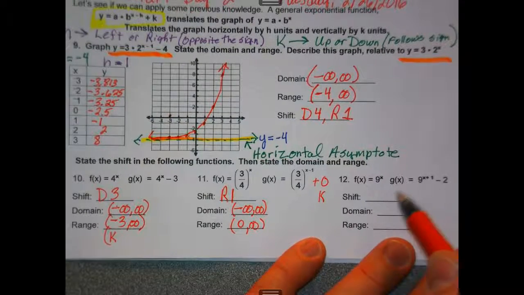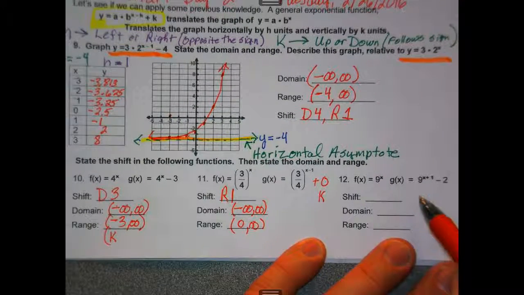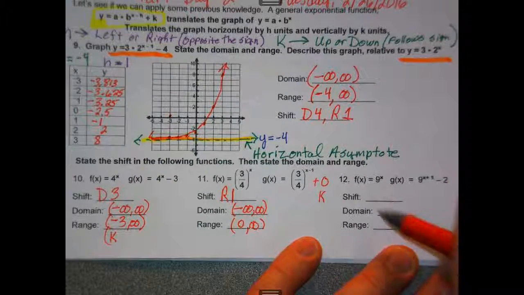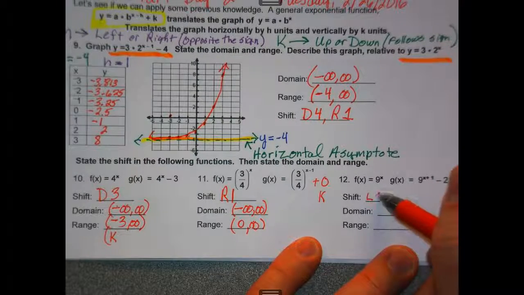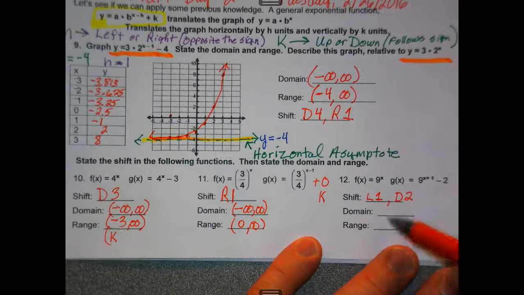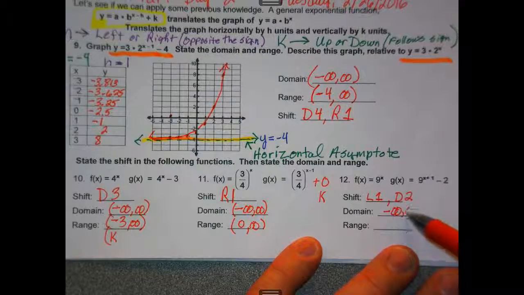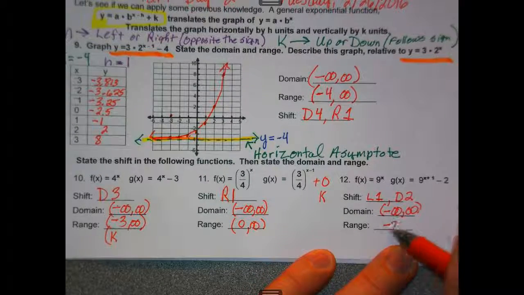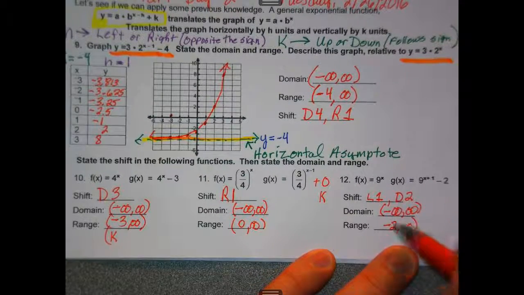And it's going up to infinity. Okay, number 12. I'm going from 9 to the x to 9 to the x plus 1 minus 2. What's my shift? Domain? What's my range? See how easy that is?